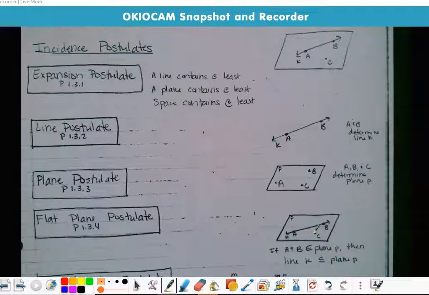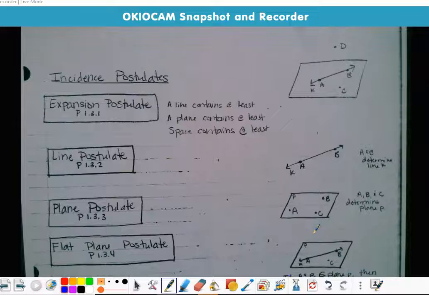Okay, so the first one is the expansion postulate. Oh, hold on. I need to move this down so you can see point D up there. Okay, I almost forgot about it. The notation is P1.3.1, so you know it's in chapter 1, section 3, and it's the first postulate listed. That's how they're notated in your book as well, so you can find them there for reference. The expansion postulate says a line contains at least 2 points.